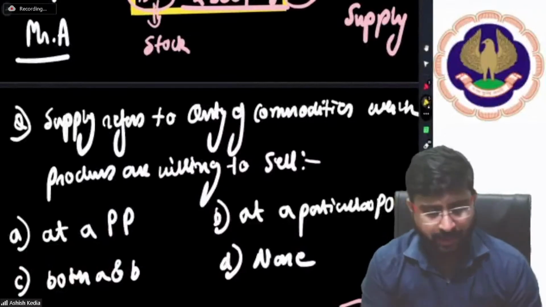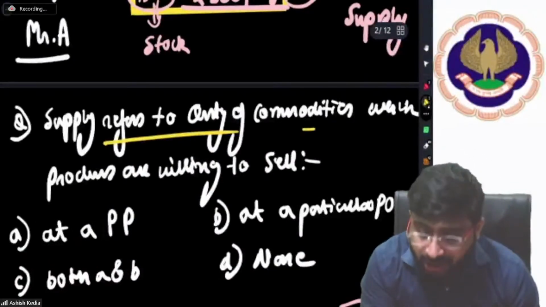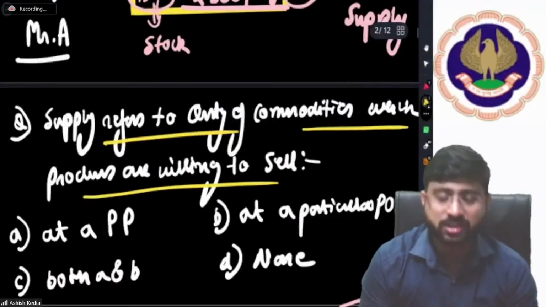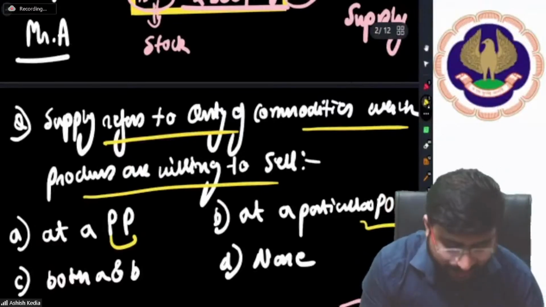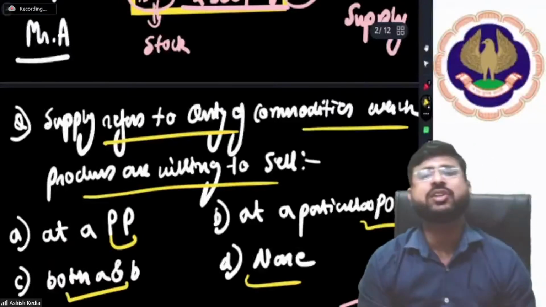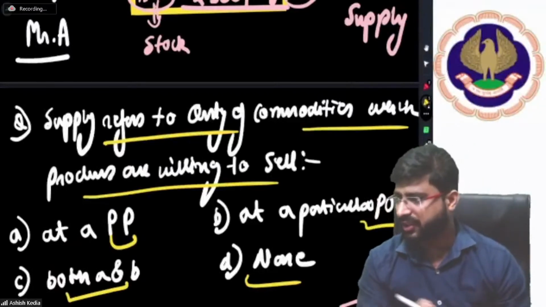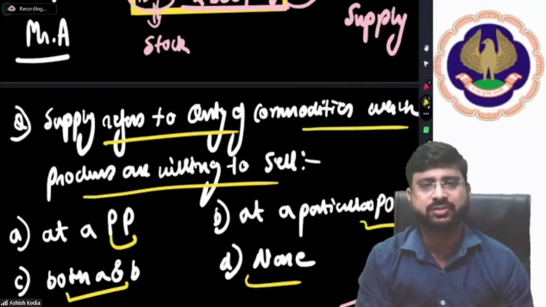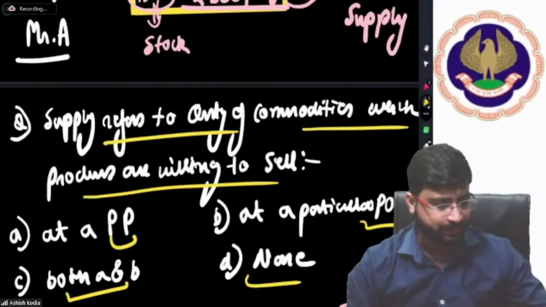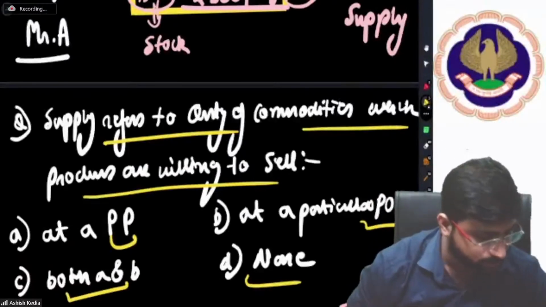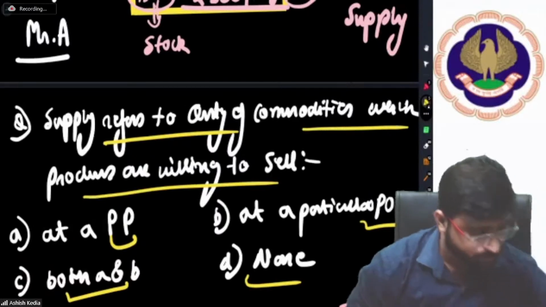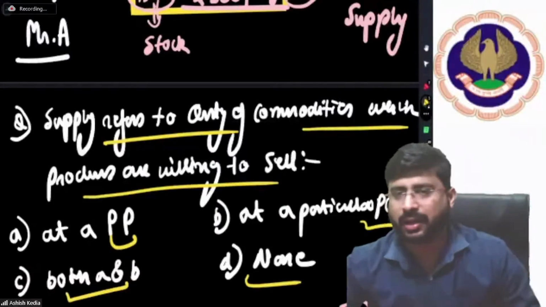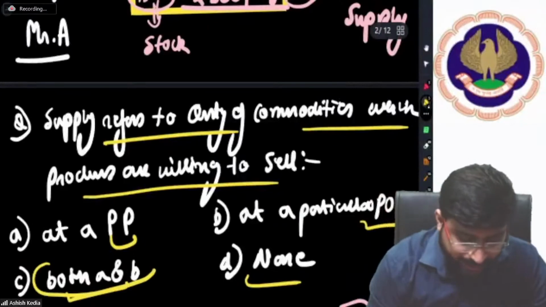MCQ question. Supply refers to the quantity of a commodity which producers are willing to sell at a particular price, at a particular time. A: both A and B, or none of the above. What do you think is the answer, friends? Come on, guys. Okay, great. So yes, both A and B is the correct answer.